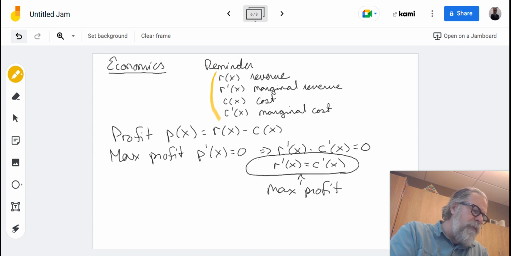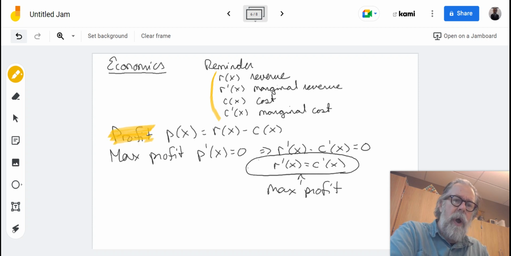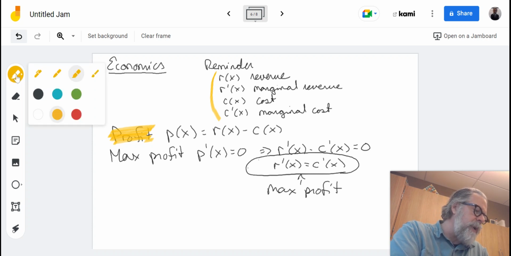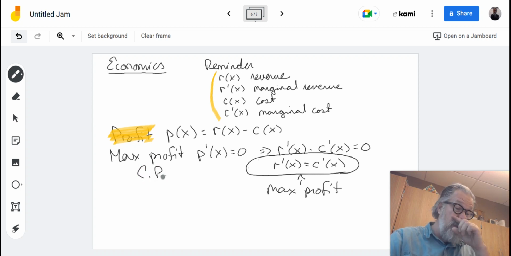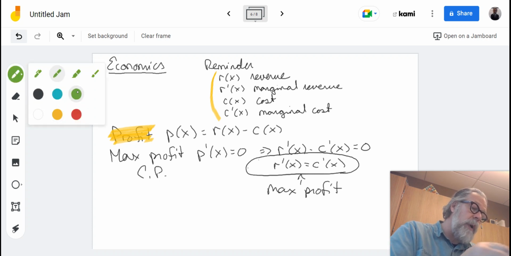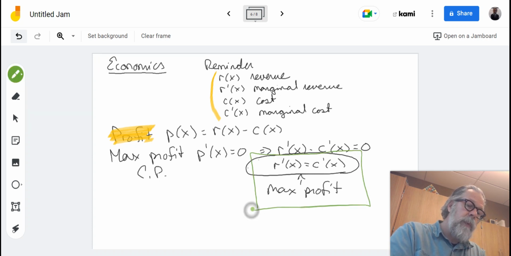So we're going to look at profit today, and what we're going to be looking at is the definition of profit. A simple definition is revenue minus cost. Maximum profit, our critical point, will of course be where the first derivative of profit is equal to 0. Well, that means that the marginal revenue minus the marginal cost is equal to 0, which means that the marginal revenue is equal to the marginal cost. Therefore, our maximum profit will occur when marginal revenue is equal to marginal cost.